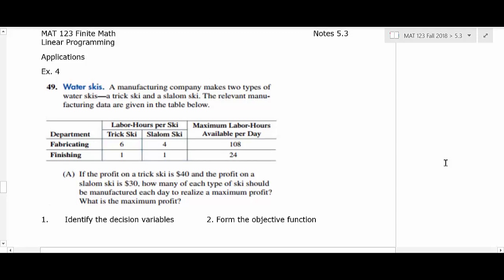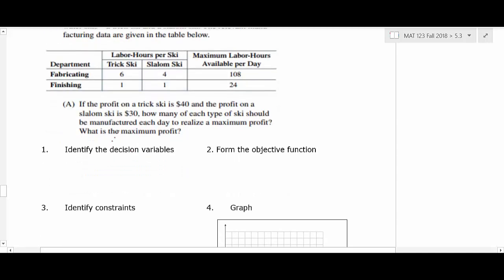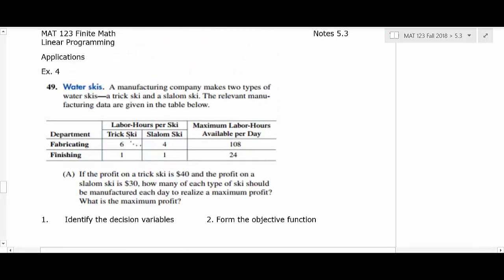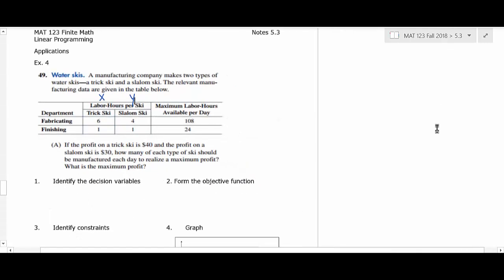This one's fairly easy to do because it's already set up in the table. So this is the first example that we are looking with, I think. So I want to just kind of go through and put this whole thing together. All right, so we kind of looked at this at the beginning of the section. So what we want to do with this one is put the whole thing together. So basically, X was the trick skis and Y was the slalom skis. It's the same example that we started with, like that. So when I say I want you to get the decision variables, that's what X and Y are.